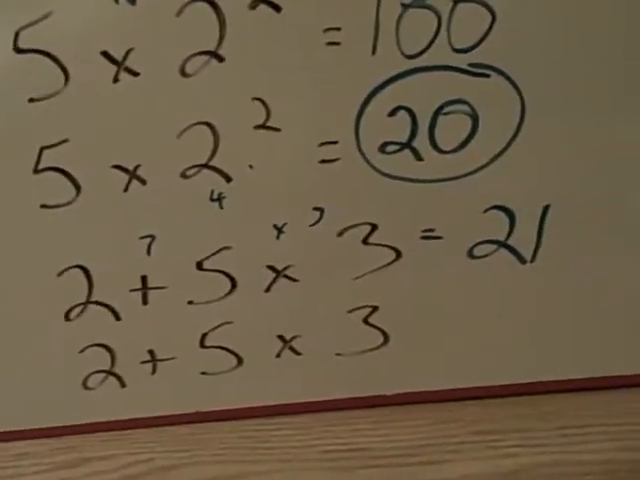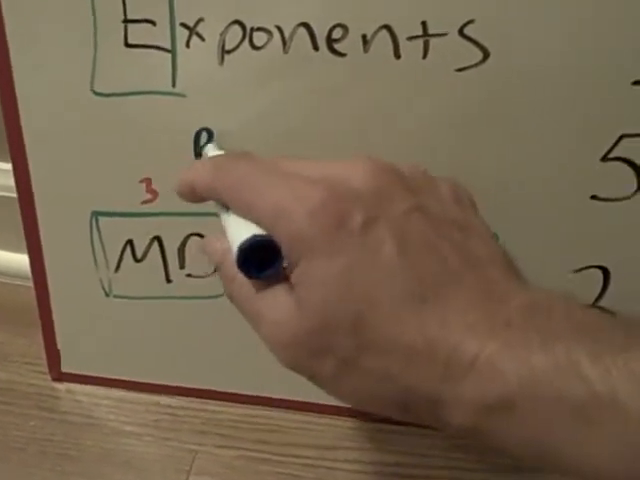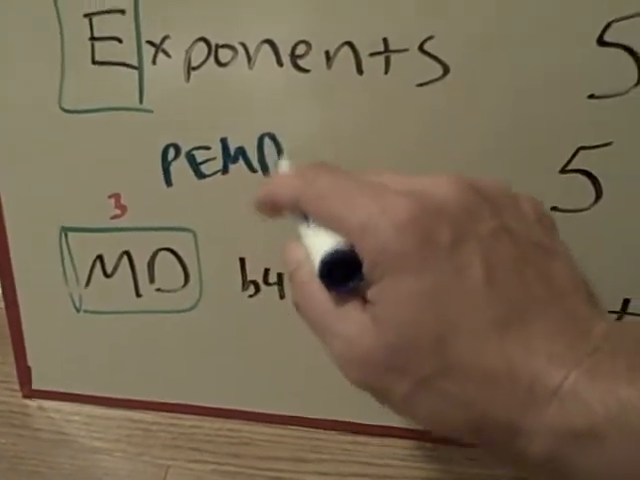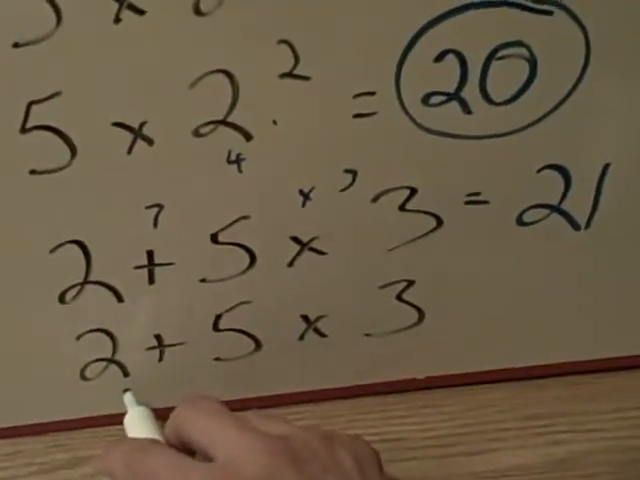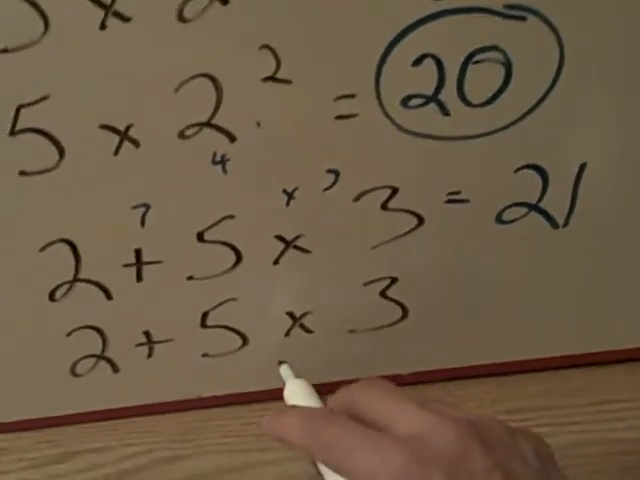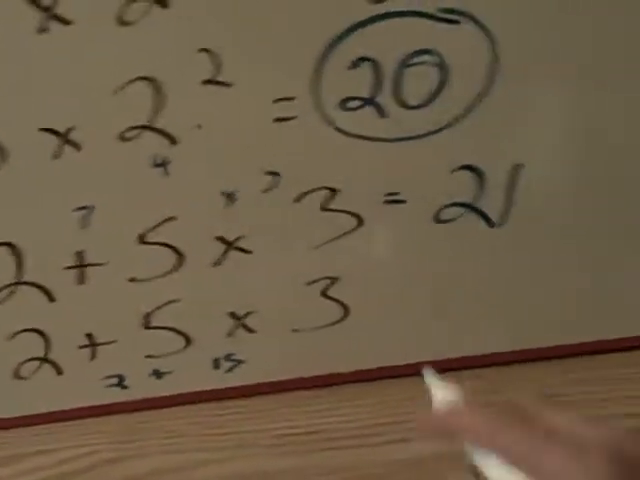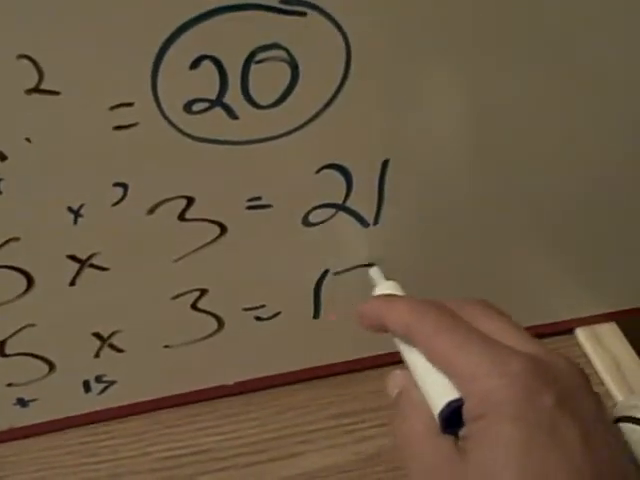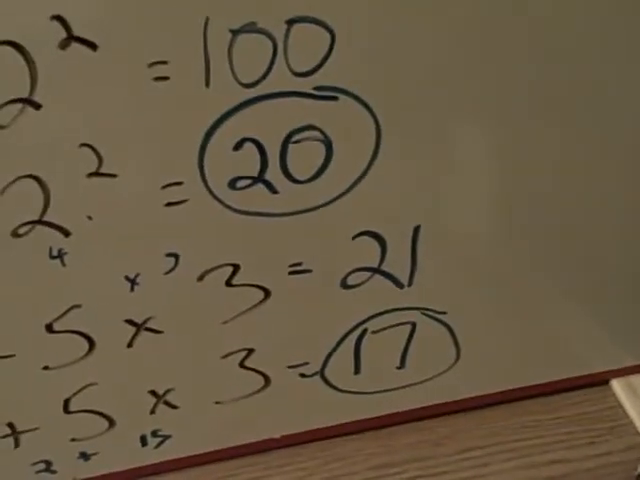That's one way. But if I did it how I'm supposed to, where multiply and divide, remember PEMDAS, or please excuse my dear Aunt Sally, we need to do this before we do addition and subtraction. So let's do it this way. We have 2 plus 5, which we're not going to do yet, but we have a 5 times 3. 5 times 3 is 15, and then we have 2 plus 15. Well, guess what? That equals 17, and that is the correct answer.